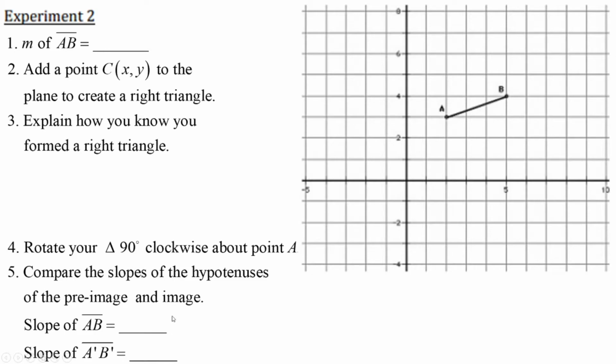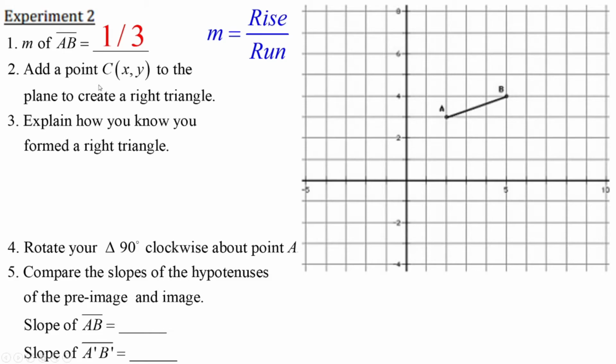Okay, now experiment 2. Let's talk slope. What is the slope of segment AB? Well, to get from A to B, rise over run, right? How far am I rising? Okay, I'm going to put my fraction bar like that, and I am rising 1 unit up, and then how far am I running? 1, 2, 3, 3 units to the right. So the slope of segment AB is 1/3.